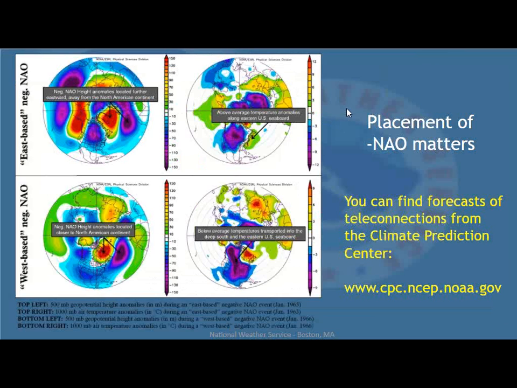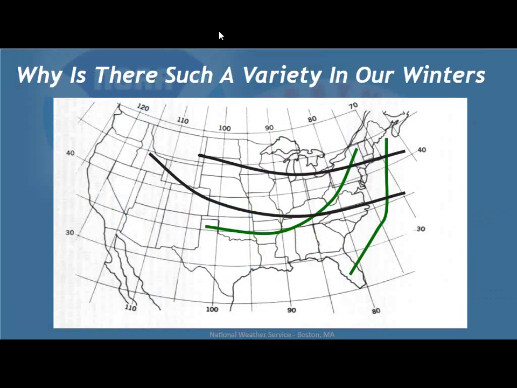And as this slide mentioned, also the placement of it matters. Where these height anomalies are, we really want to see them over Greenland, for having the blocking up there, so as the storms move up, they really can't go anywhere. They can't escape inland, and typically they don't head out to sea, but occasionally they can. And you can find the forecasts of NAO and PNA from the Climate Prediction Center at cpc.ncep.noaa.gov. Forecasts are available out to about, I believe, 10 to 14 days, but that's something you can take a look at from home.